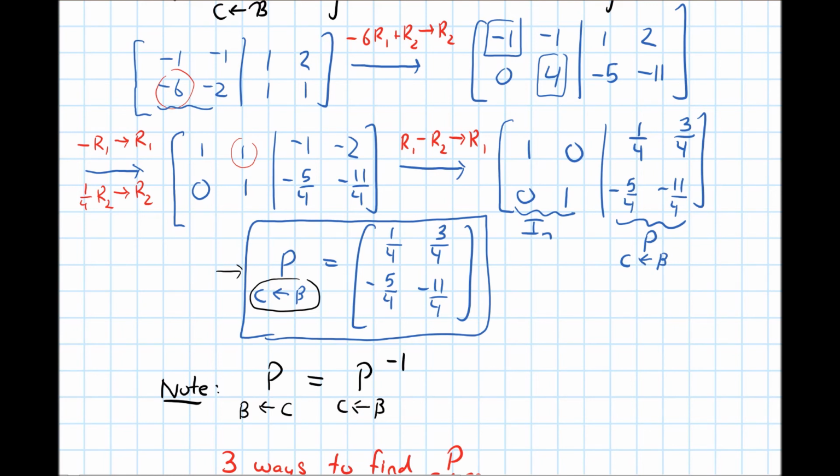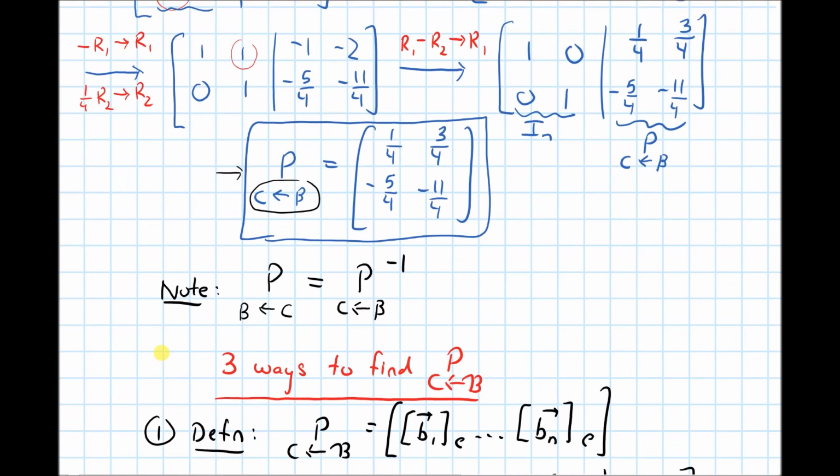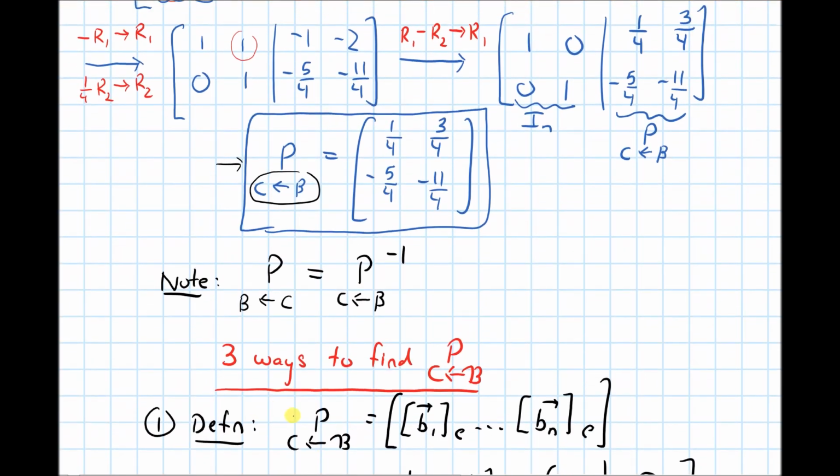Okay, so what I want to end this video with is just recapping all the ways that we have to find this change of basis matrix. So the first way that we talked about was our definition of the change of basis matrix, which was you took all of the b_i's, all the basis vectors in the basis B, and you found their C coordinate vectors, and you wrote them as columns in a matrix. That was the definition. We talked about that in the last video.